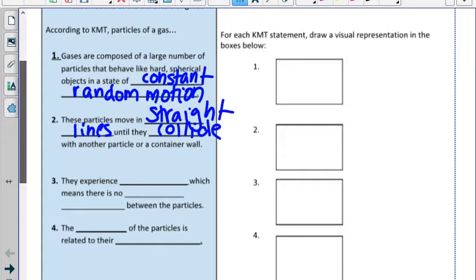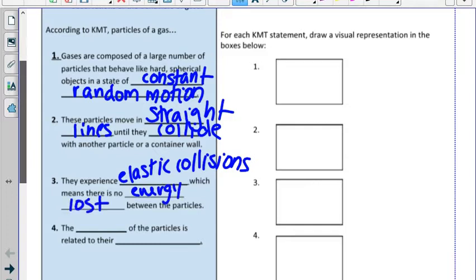And when they collide, they're going to bounce off, which number 3 kind of explains: when these particles collide with each other or the walls, they're going to experience elastic collisions, which means that there's no energy that's lost between the particles.